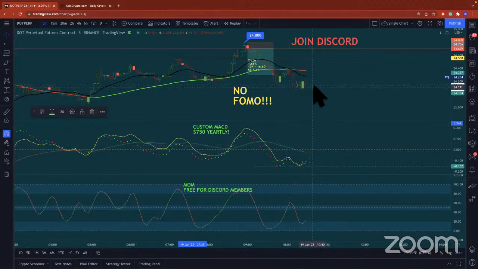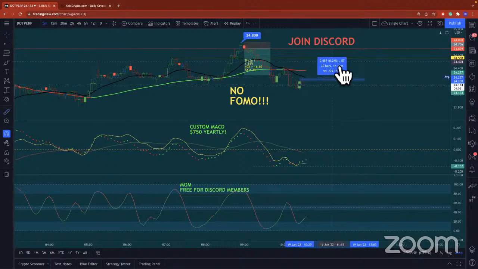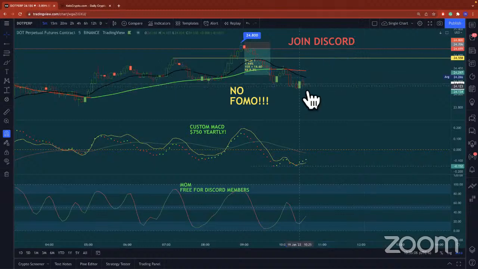To take a safe position, this wouldn't have been a safe position. If you did take that position, you're probably going to get stopped out because your target's only 0.24%. So this one was not worth taking. Again, you've got to use a little bit of discernment.